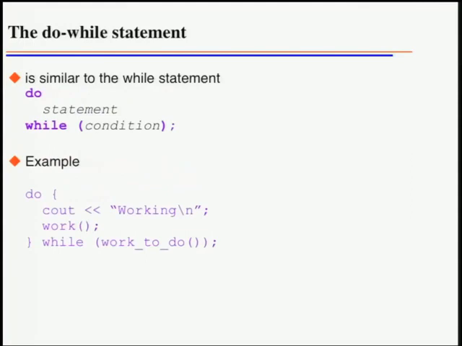And last but not least, there's the do while statement, which always executes the statement at least once and only afterwards checks the loop condition. So whatever the return value of this function work to do, you will at least once print the output working and call the work function. And only after this first iteration, you will check this condition.